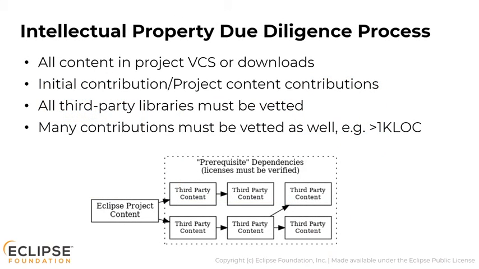So exactly what types of content must be vetted by the Eclipse IP team? We must review all content that is contained in a project version control system, or which can be downloaded from the project. Initial contributions must undergo a full due diligence review. Third-party libraries must also be vetted on a license and copyright basis. Many other contributions must also be vetted, such as contributions greater than 1,000 lines of code.